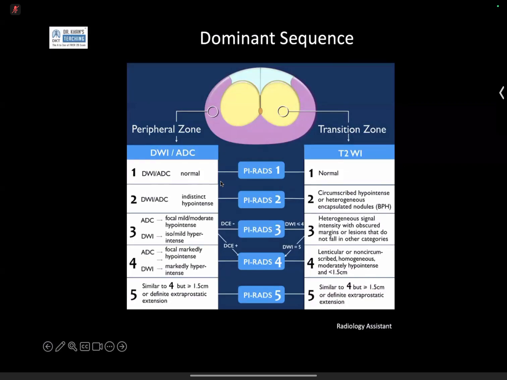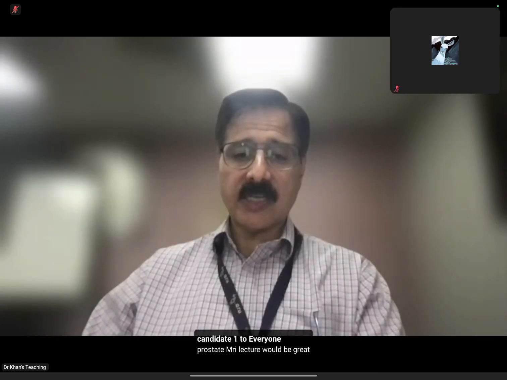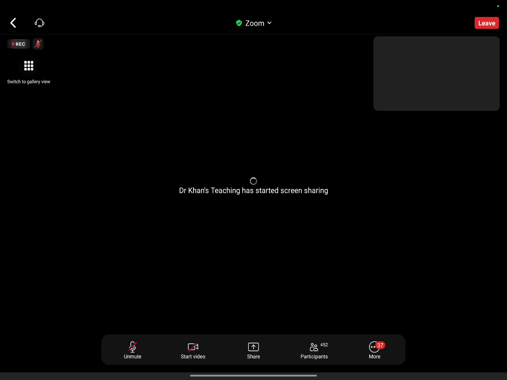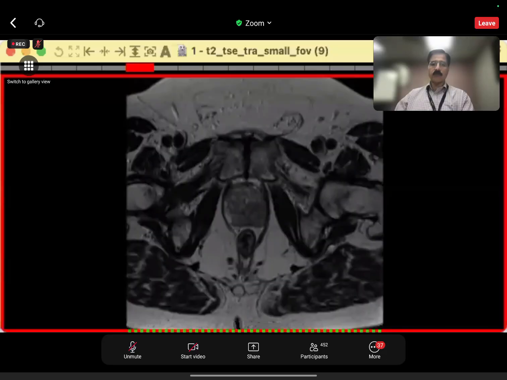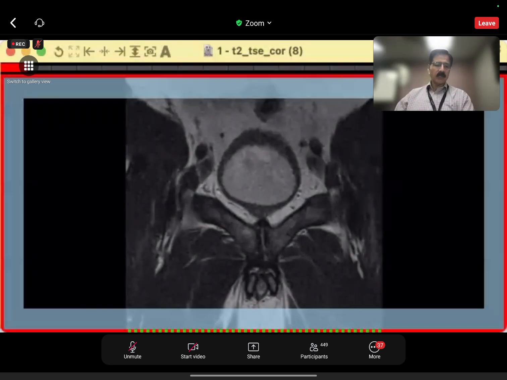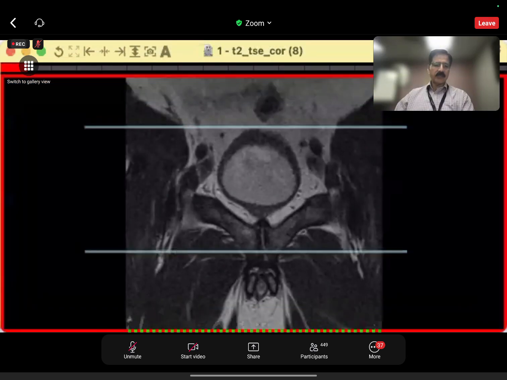But for FRCR, basically you should know low signal on T2. You should know the anatomy. Anatomy will be asked in the exam. And you should know this basic concept: low T2, high restricted diffusion makes it cancer. And anatomy is critical there.